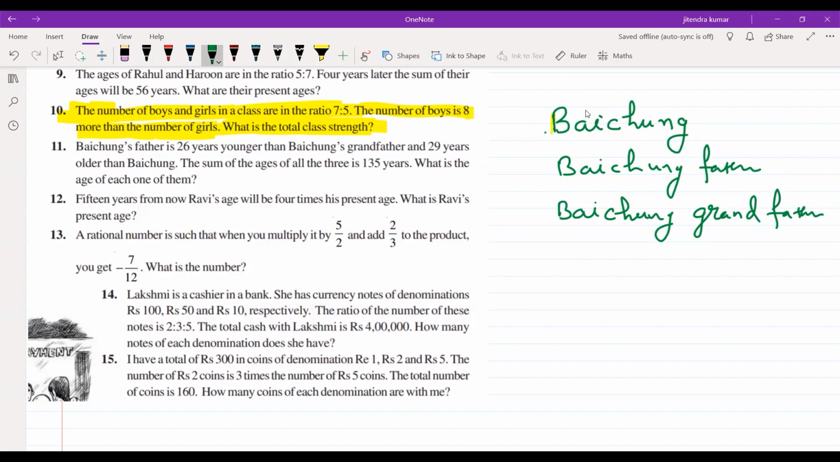And then it says Baichung's father is 26 years younger than Baichung's grandfather. So there is some age of Baichung's grandfather. So let's consider Baichung's grandfather's age as X. Okay, you can consider any, but I'm starting with this one.